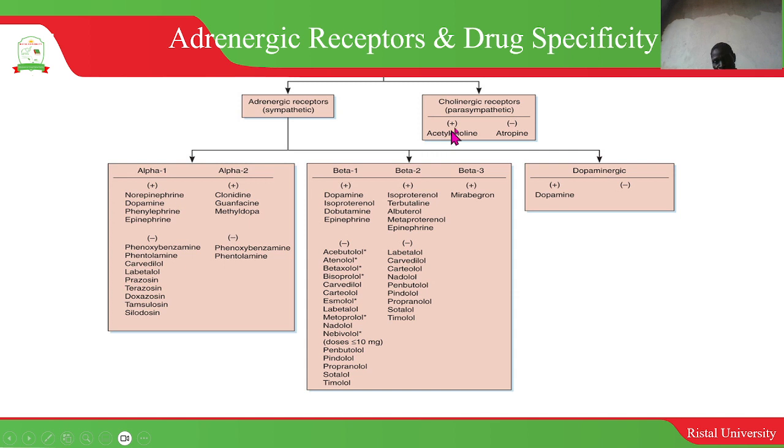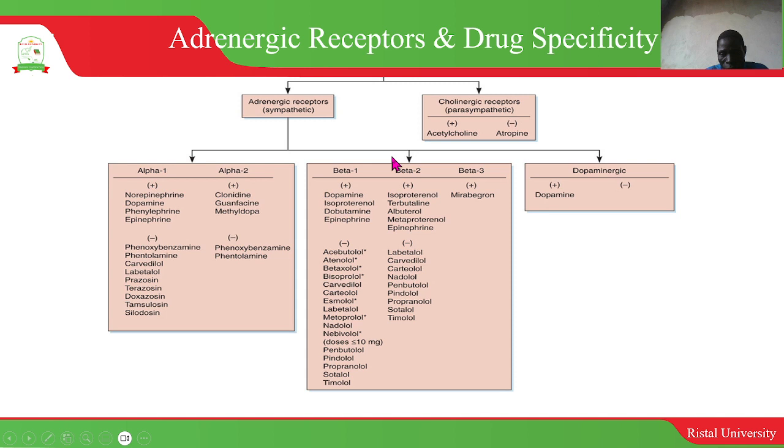Now let's come to the other arm, the cholinergic receptors. So parasympathetic mode when we are at rest. There's no stress, and so we have acetylcholine, which is a positive parasympathomimetic. It favors the action of the parasympathetic pathway. And then atropine is the opposite. This is inhibitory. It inhibits the influx of the parasympathetic pathway.